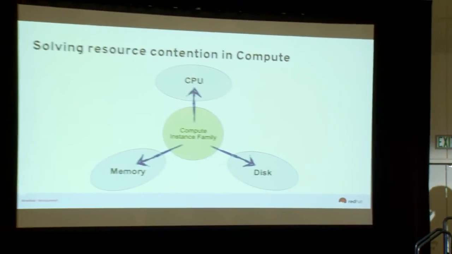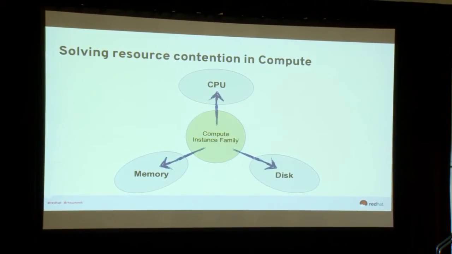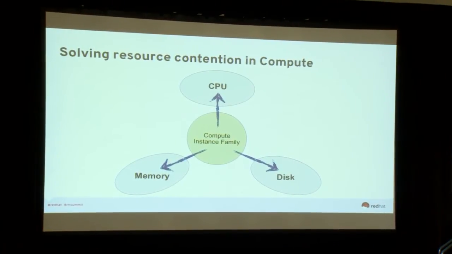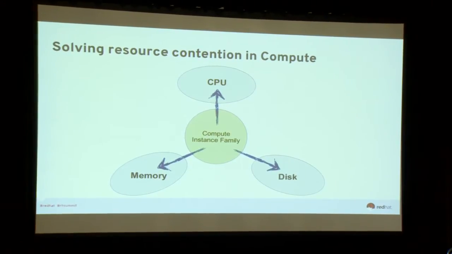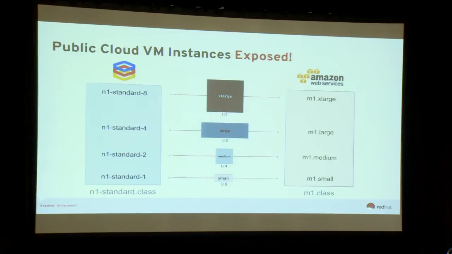So here are the resources that are in contention when you size or plan for a compute node in your cloud. You've got CPU resources, memory limits, and disk limits. Disk in this case would mean ephemeral disk, local to the VMs. All of these make up a compute instance family. So how do the public clouds do this? If you look at Google on the left and Amazon on the right, there's this concept of fractional proportions.